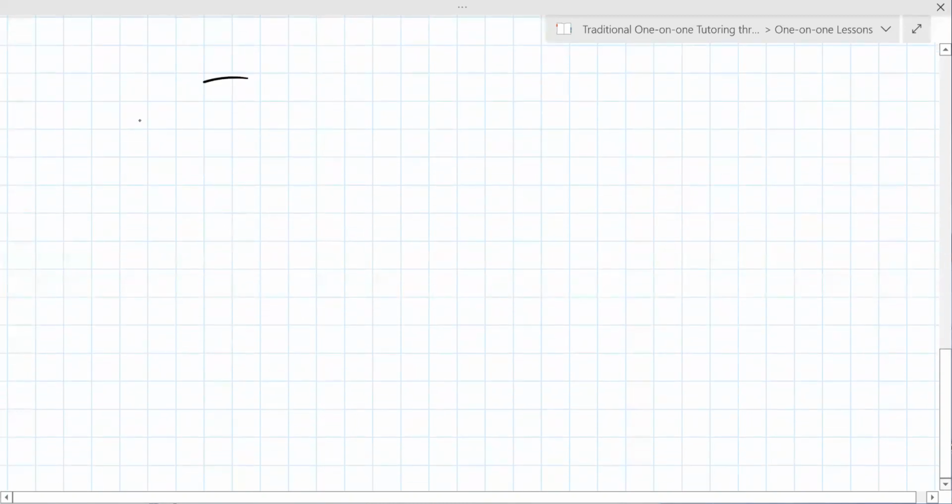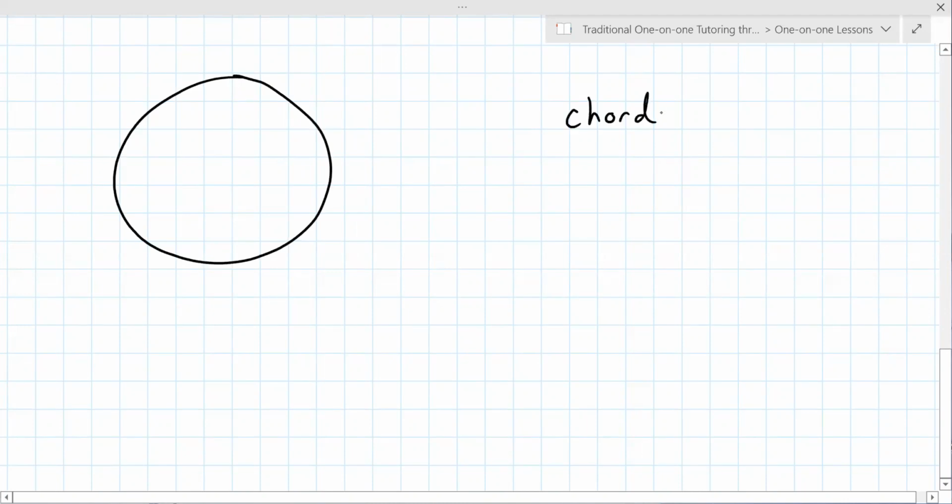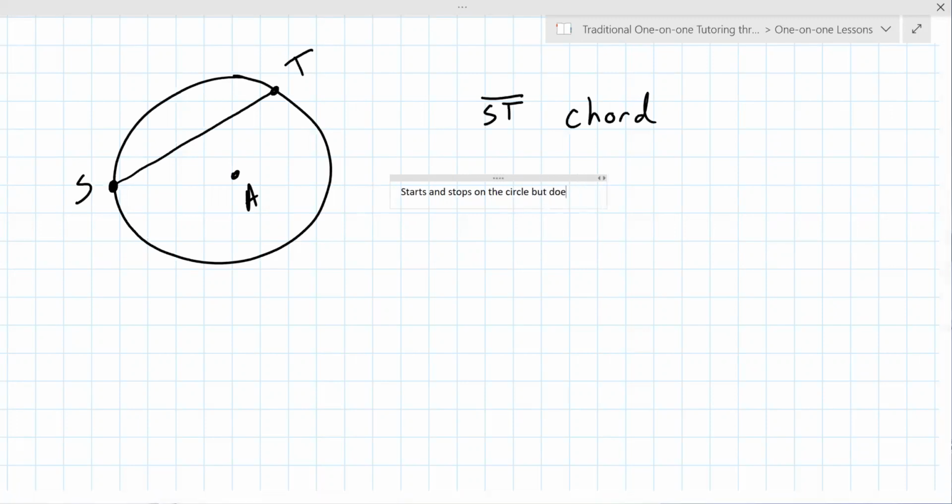So next we're going to talk about a chord. It's got an H that's silent. So a chord, like a diameter, starts and stops on the circle, but it does not go through the center. Very important here is again that it starts and stops on the circle, but does not go through the center.